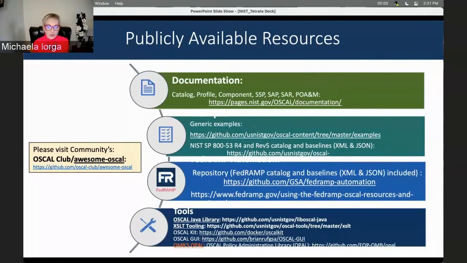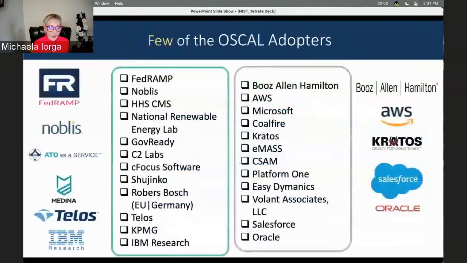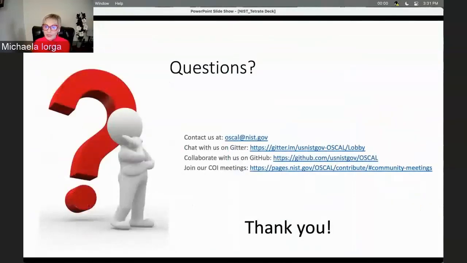So we have a large community, and if you go next, there's some information on how you can join our community and become familiar with a few of our OSCAL adopters. This is not a comprehensive list. This is just a minor list of entities that wanted to be acknowledged here. In the next slide, I would like to thank you, and I'm ready for questions if there are any, or if time permits.